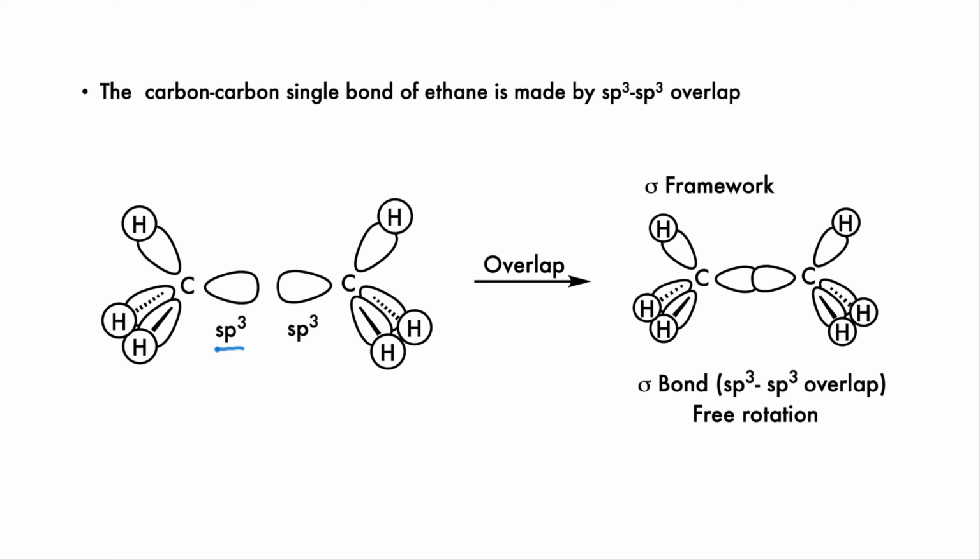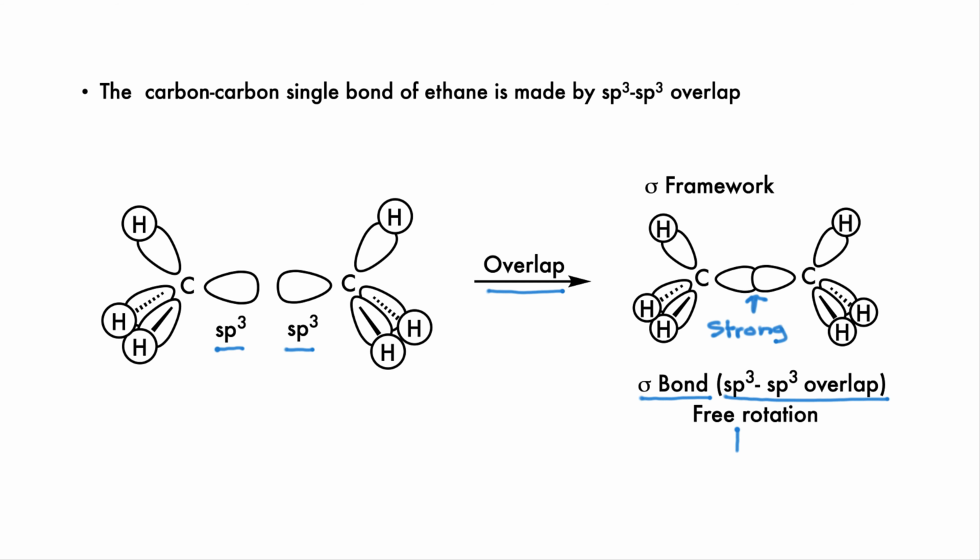In the molecule ethane, the carbon-carbon single bond is made by overlap of 2 sp3 carbons. This is a sigma bond because virtually all of the electron density resides directly between the 2 carbon nuclei. This is a strong bond because it's a sigma bond. Most carbon-carbon single bonds are made by overlap of 2 sp3 carbons.